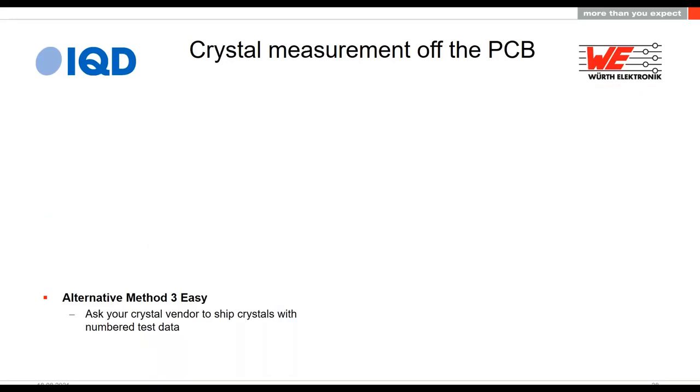So the third method is a bit of a cop-out, but honestly, if you're using crystals, write to your crystal vendor and ask him if he'll send you 5 pieces of crystals with numbered test data. We've all got the equipment to do that. We'll all do that for free. If you want to do these types of measurements, let me send you 5 crystals. I'll number them 1 to 5. I'll make those measurements for you, and then you can put that on your PCB and use that in your measurement system. And I'm sure whoever you're using is going to be quite happy to do the same. Yeah.